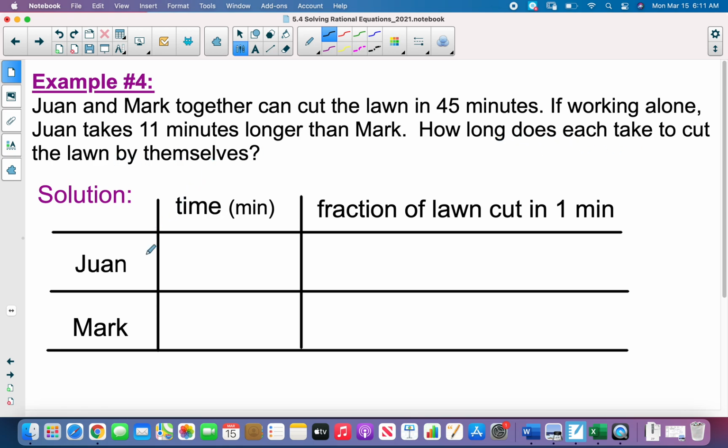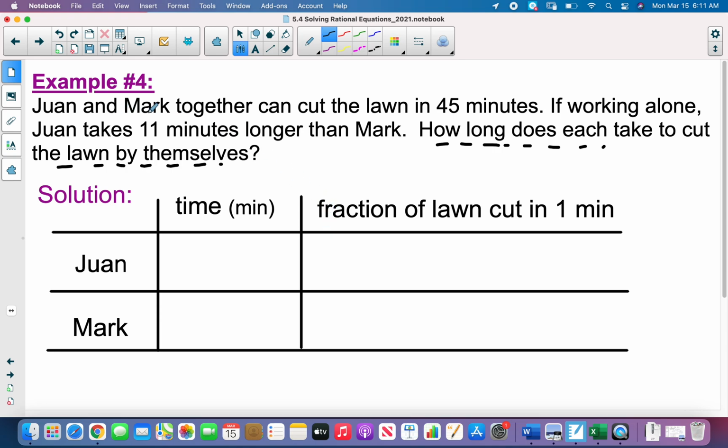So I've just made a table here in my solution to write down all the numbers given to me in the word problem. I need to define a variable here, and this how long statement gives me a clue to what my variable should be. I'm talking about time. The question is asking me to solve for time, so my variable x should represent time.